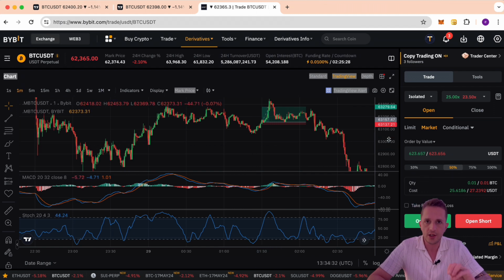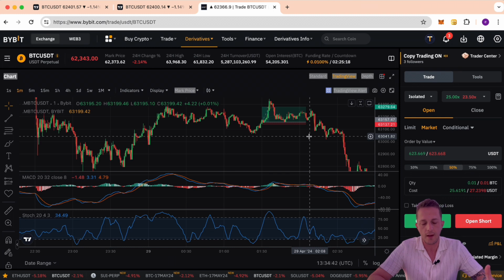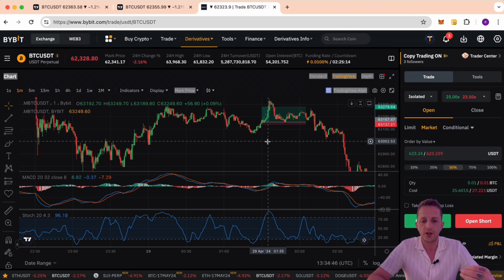Don't risk too much in a single trade, not more than 50% of your balance, and not a higher leverage than 25%.